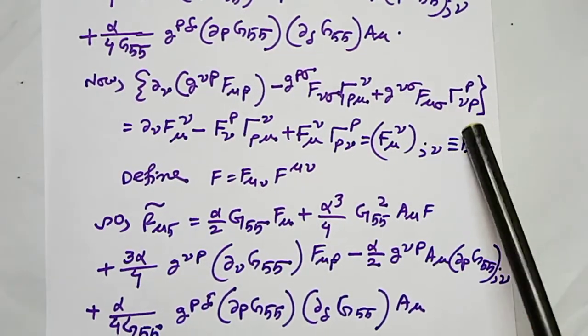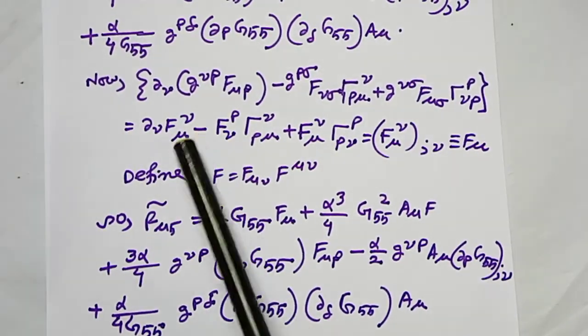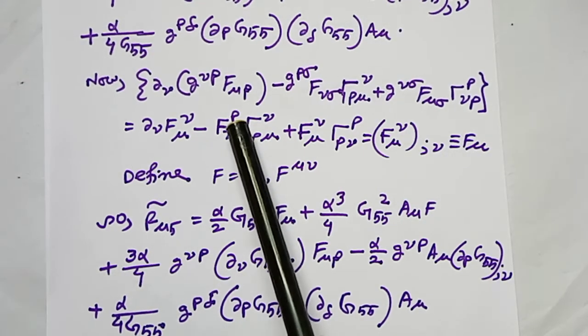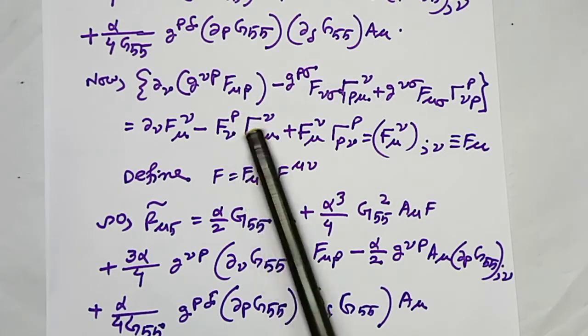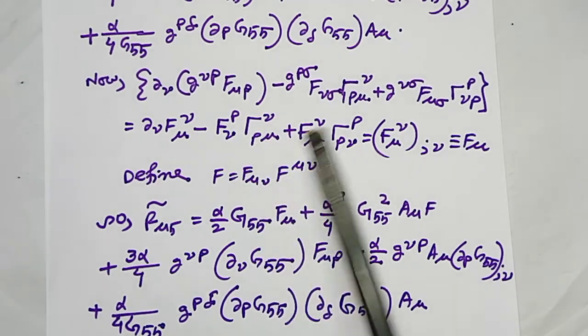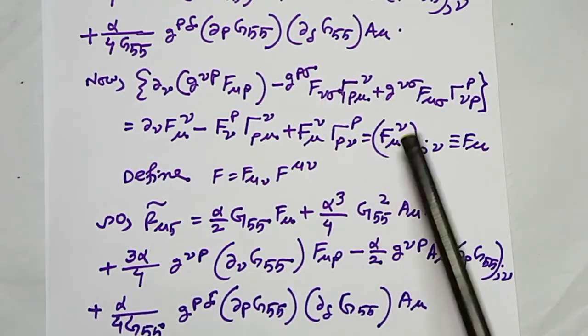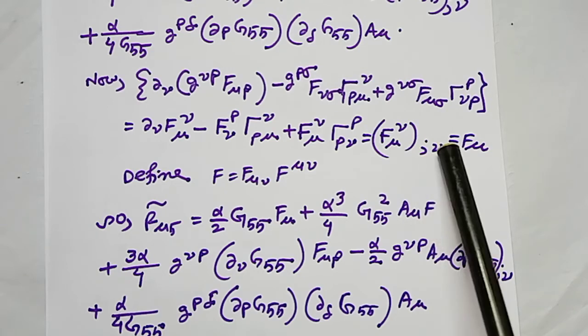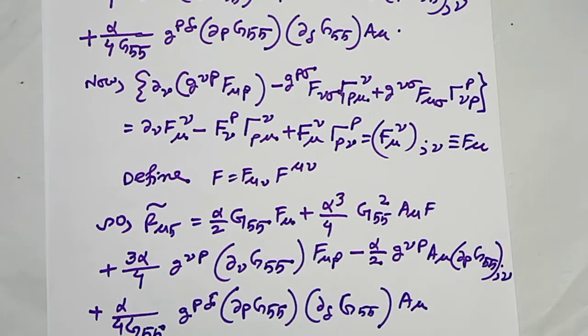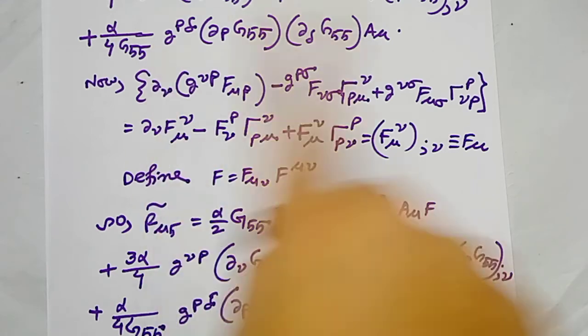Γ rho nu rho equals ∂_nu Γ nu, minus Γ rho nu Γ nu rho mu, and Γ nu Γ rho nu equals Γ nu mu, with covariant derivative with respect to F equal to F. This is how we define F. The above equation can be written as follows.